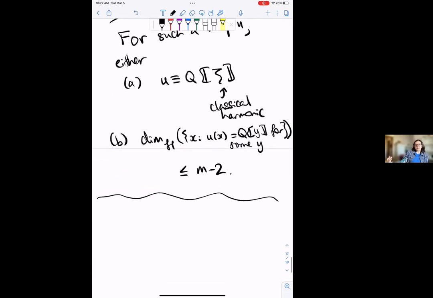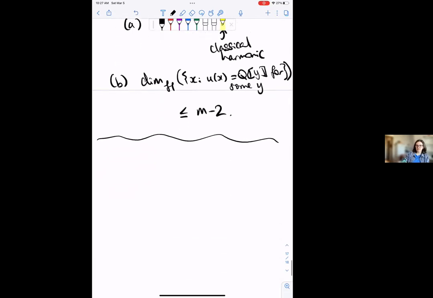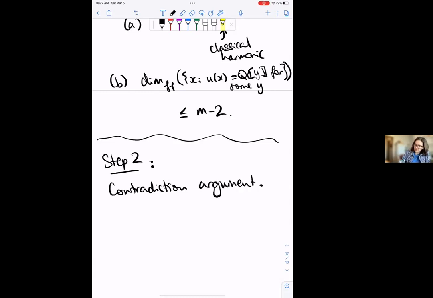Right, so once we understand the linearized problem, now we want to use this for the nonlinear setting. We want to pass what we know from the linearized problem back to our setting of area minimizers. So what is the next step? Step 2, we do a contradiction argument. Okay, so we suppose the dimension estimate fails.